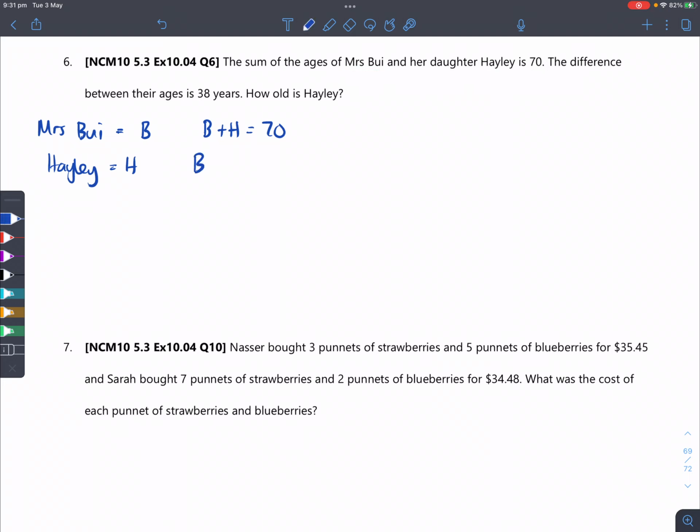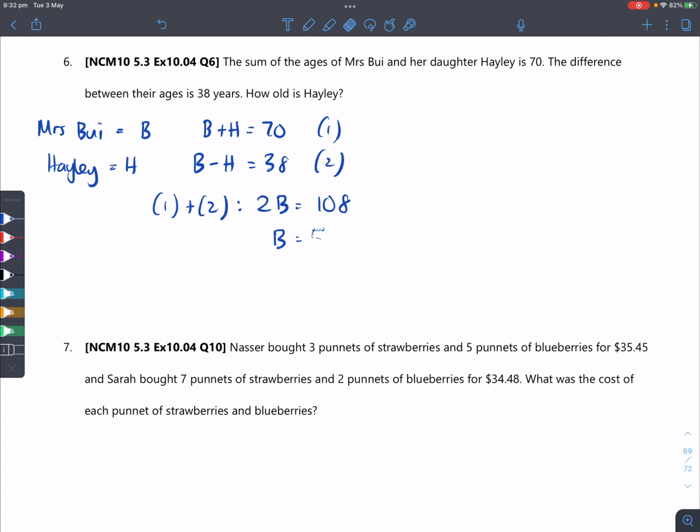So you get B minus H, and that will be 38. Now, given that these letters have the same coefficients, but H has a different sign, I will add them together so that the H's eliminate, and you have B plus B, which is 2B, whereas 70 plus 38 is simply 108. Dividing this by 2 gives you 54.